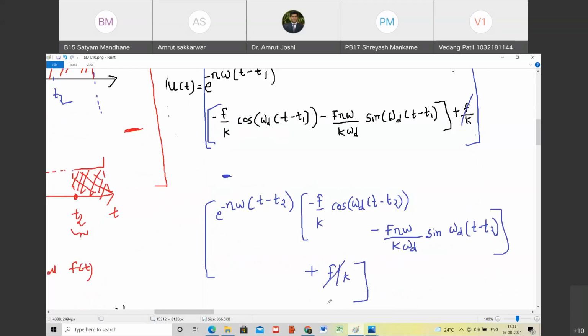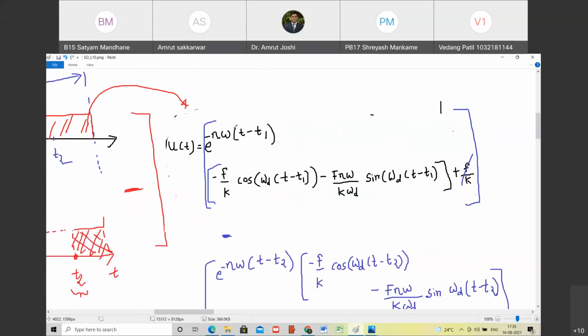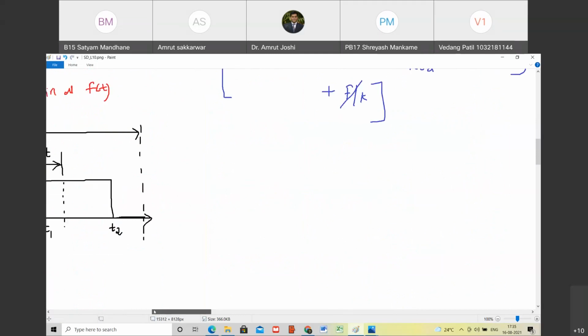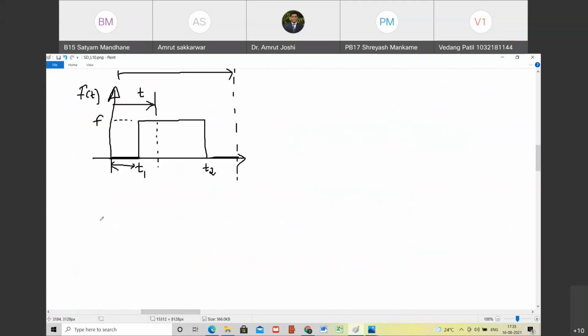Agreed? Yes. So what is the final response? The response of this single degree of freedom system to this type of loading, I will write down here and then we are going to plot it. Are you with me? Yes, sir. We may not plot it in today's class because time is just about to get over.